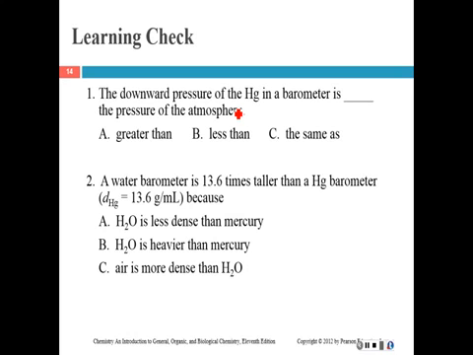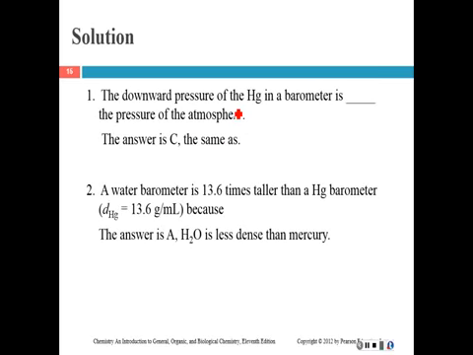All right, here are the answers. For number 1, the answer is C. The downward pressure of mercury in a barometer is the same as the pressure of the atmosphere. And number 2, a water barometer is 13.6 times taller than a mercury barometer, and that's because water is less dense than mercury.